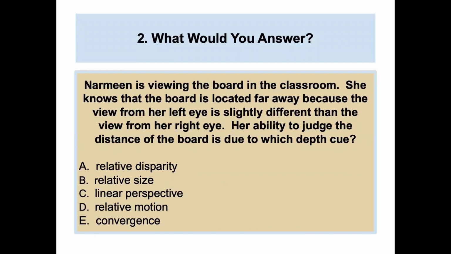So what would you answer? Narmeen is viewing the board in the classroom. She knows that the board is located far away because the view from her left eye is slightly different from the view from the right eye. Her ability to judge the distance of the board is due to which depth cue?